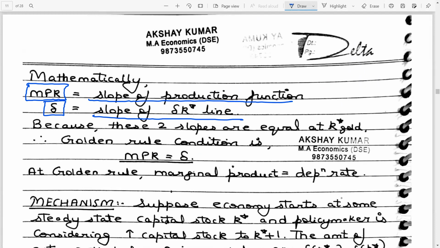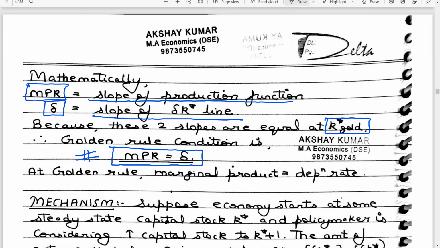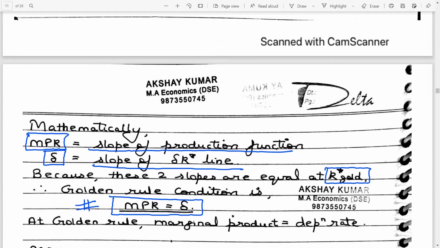So you can clearly see at K star gold, at the golden rule level of capital, the slope of the production function exactly equals the slope of the delta K star line. So my golden rule condition is given by MPK equal to delta. I can say that at the golden rule level, the marginal product is exactly equal to the depreciation rate. So guys, this is my golden rule condition which we have derived today in the lecture.